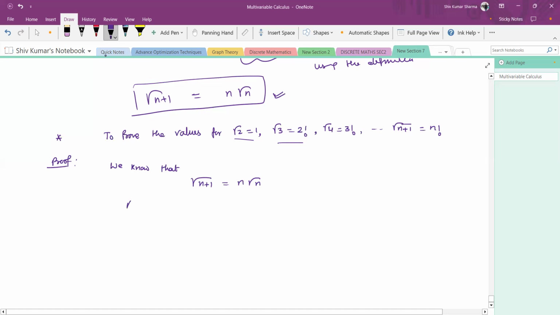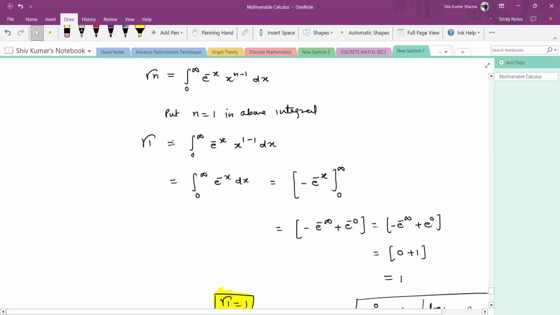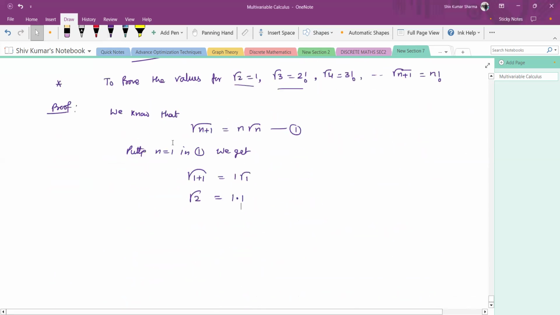So by putting n is equal to 1 in equation 1, we get gamma 1 plus 1 is equal to 1 gamma 1. So the LHS gives us gamma 2 is equal to 1 gamma 1. Gamma 1 we have already proved, the value of gamma 1 is equal to 1. So now we put the value of gamma 1 equal to 1, so we see that gamma 2 is equal to 1.